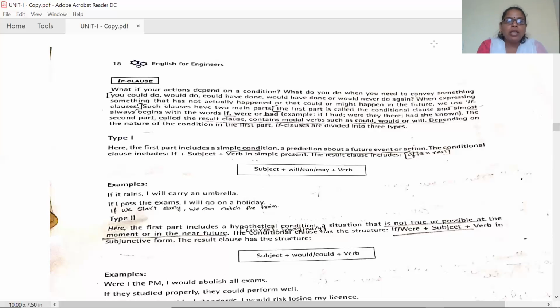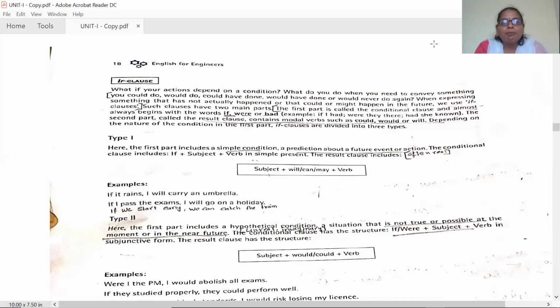Type 1. Here, the first part includes a simple condition, a prediction about a future event or action, and the conditional clause includes if plus subject plus verb in simple present tense. The result clause includes this. So, first one, type 1.